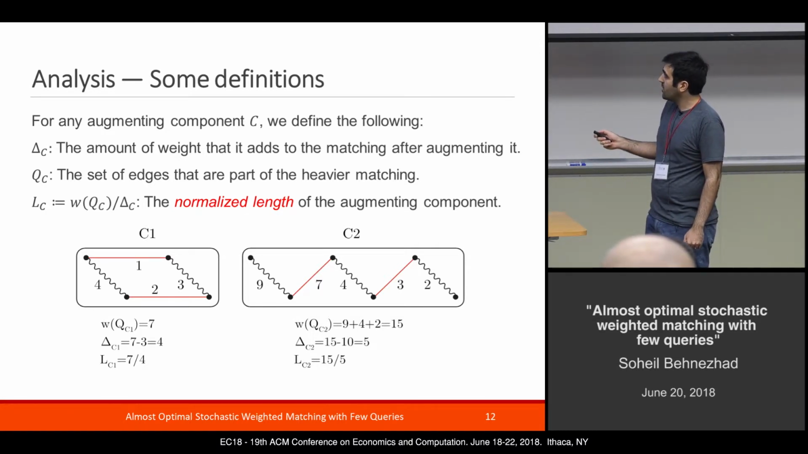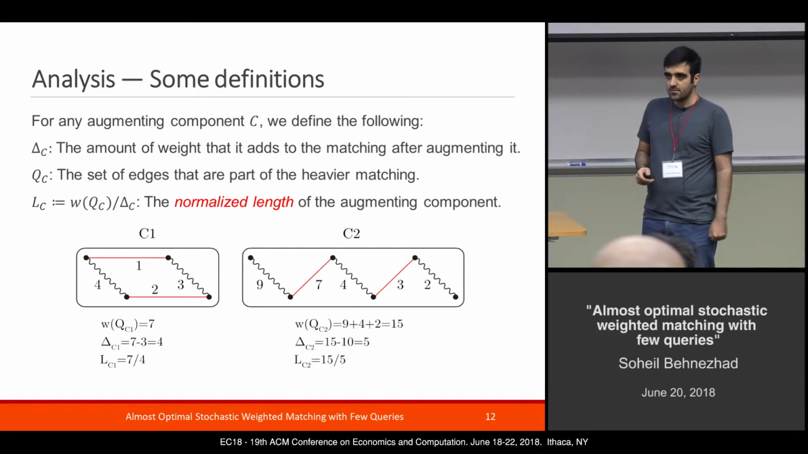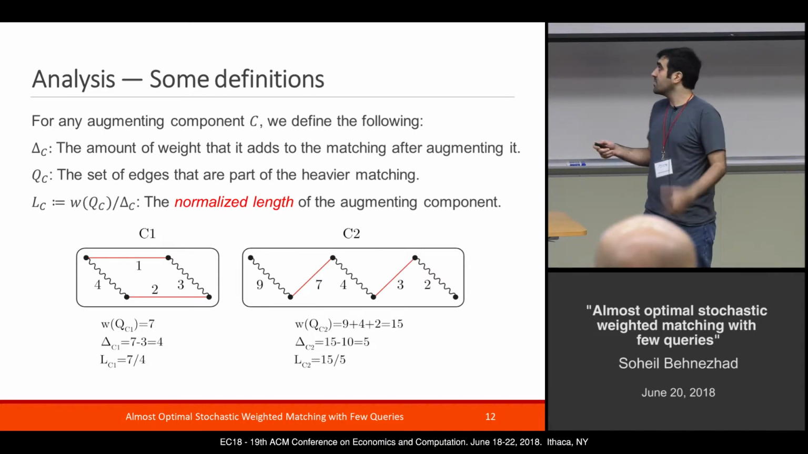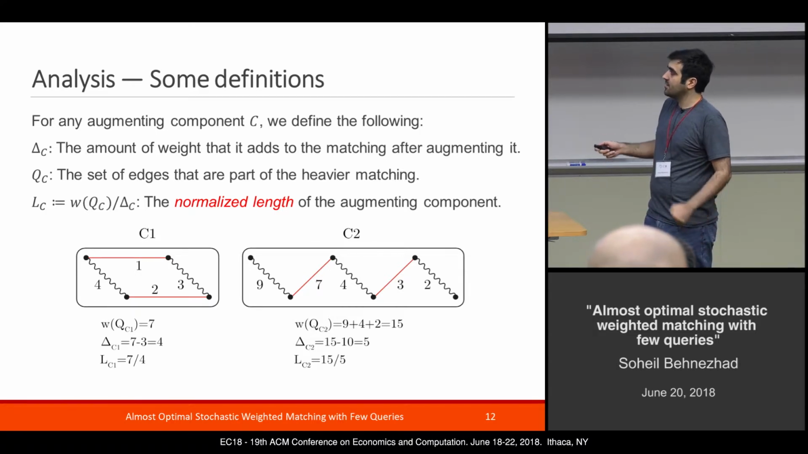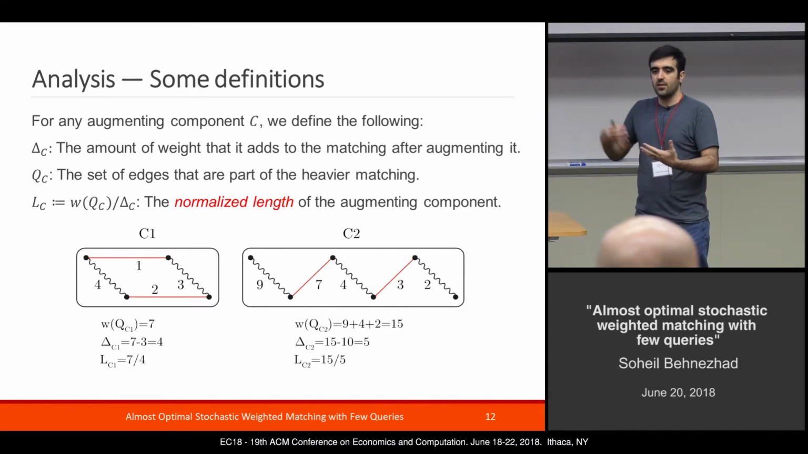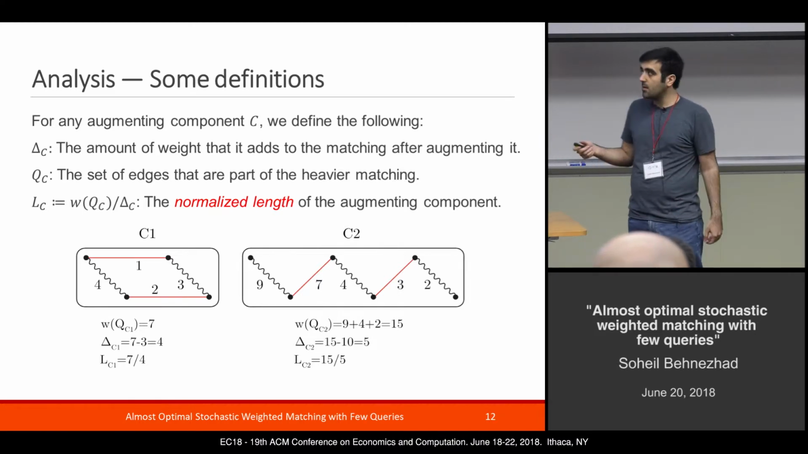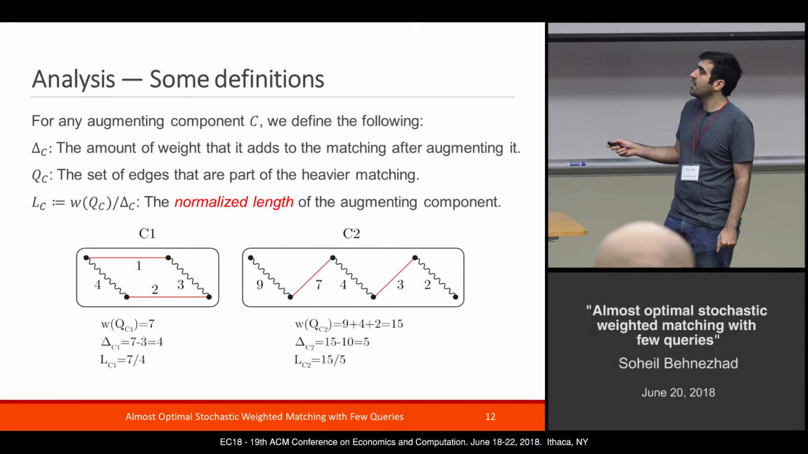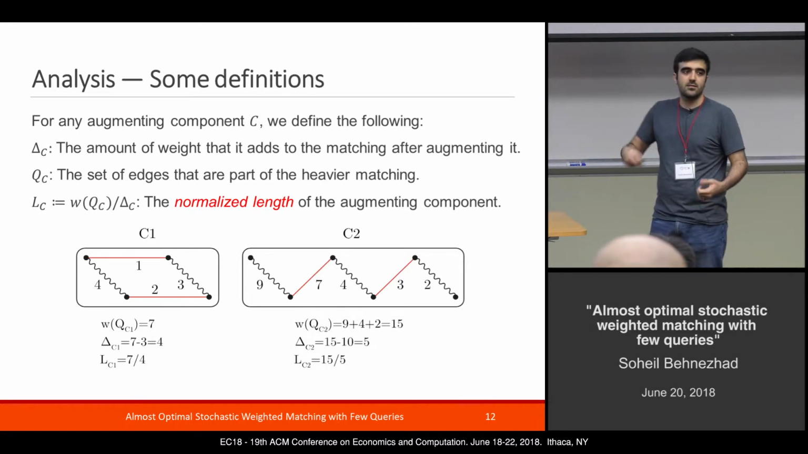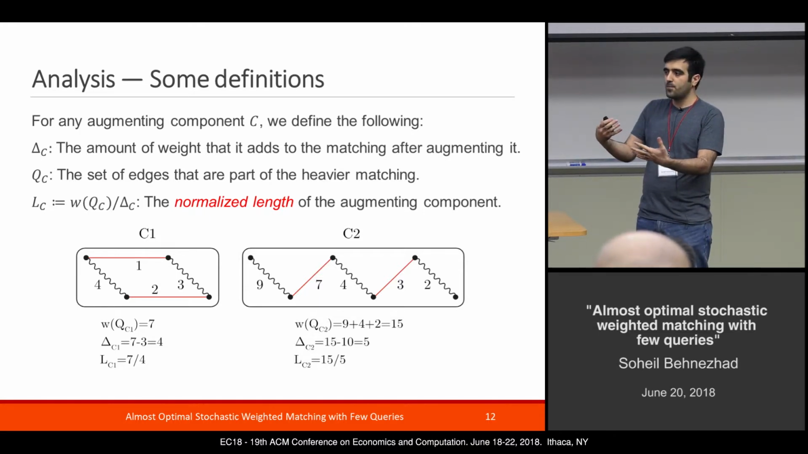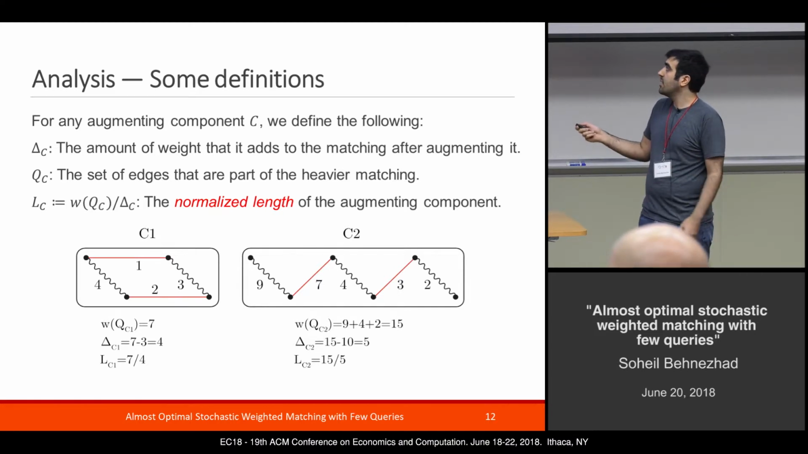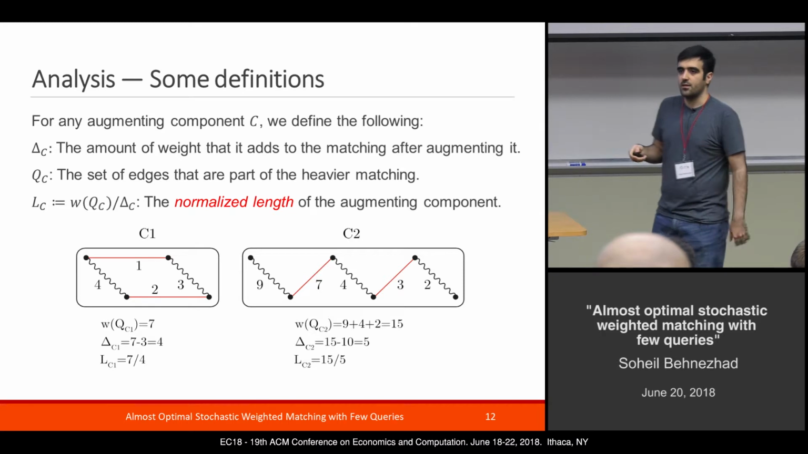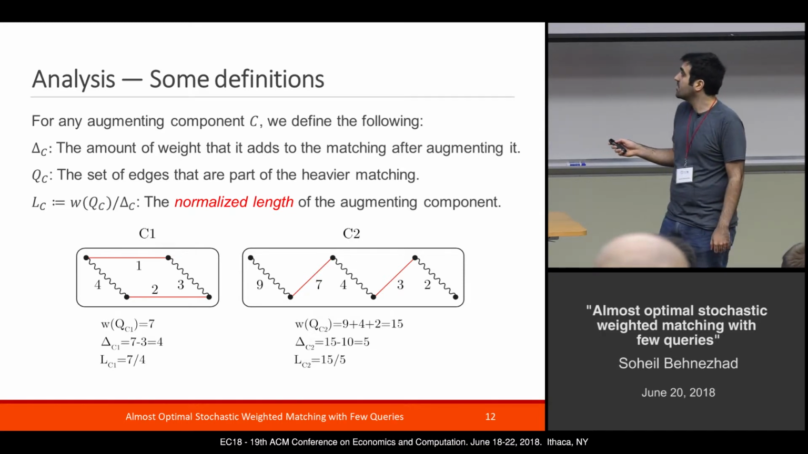And for a component C, we define 3 properties. One is the amount of weight that it adds to the matching. One is the set of edges of the larger matching that are part of that component. And third, we define the normalized length of an augmenting path to be the weight of its larger matching portion over delta, which is the amount of weight that it adds, the difference between the weights of the edges of the 2 matchings.